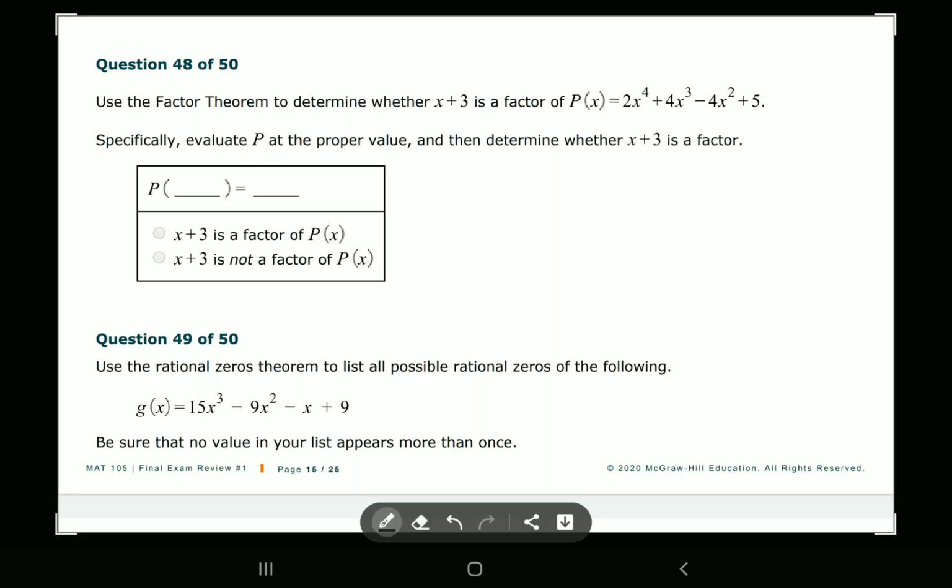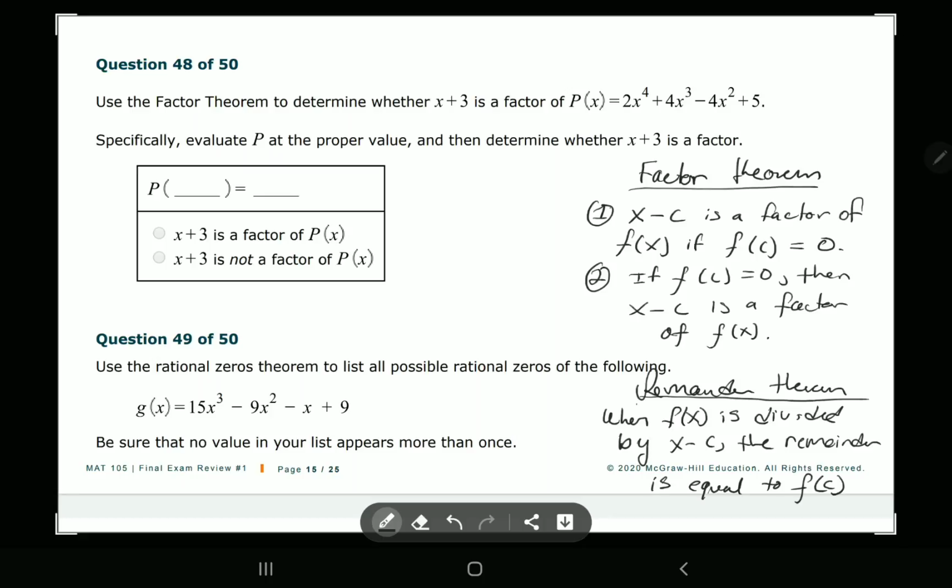Okay, I'm going to write the factor theorem down really quick. So here I wrote down the factor theorem and also included the remainder theorem, because the remainder theorem is also built on the premise of the factor theorem. Now, the factor theorem says x minus c is a factor of f of x if f of c equals 0. And if f of c equals 0, then x minus c is a factor of f of x. And the reason why I included the remainder theorem is because it says when f of x is divided by x minus c, the remainder is equal to f of c.